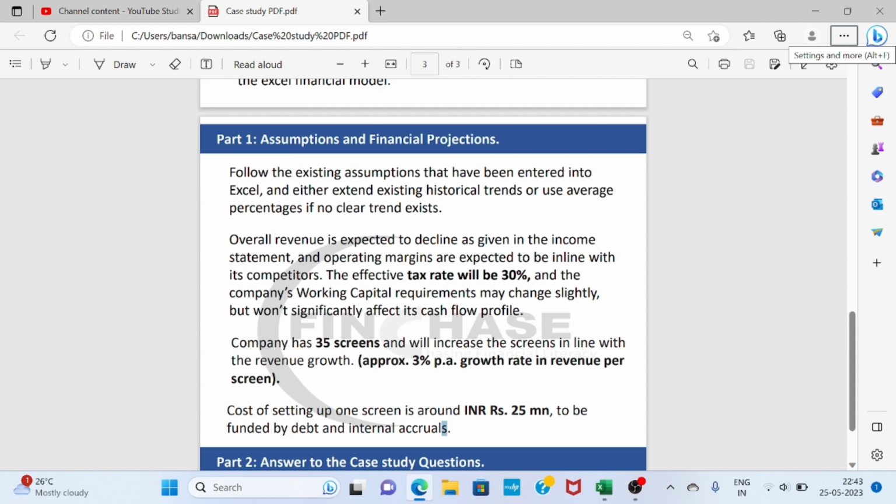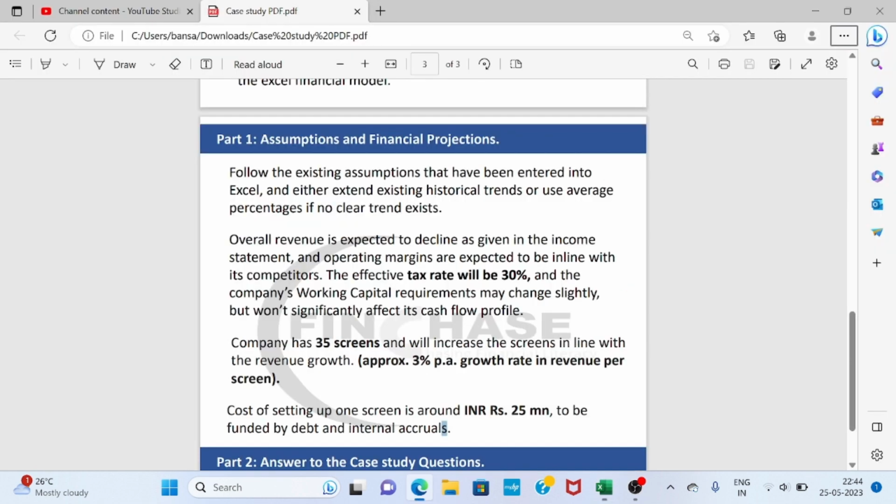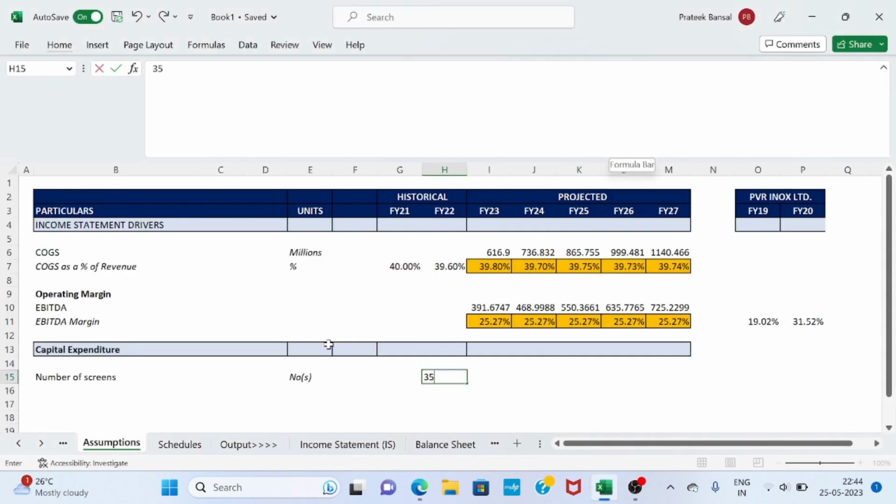First of all, we have the number of screens, so I will write here number of screens. It is in numbers, so I will write numbers. We know the number of screens in the last historical period is 35, so we have entered 35 and this is NA.